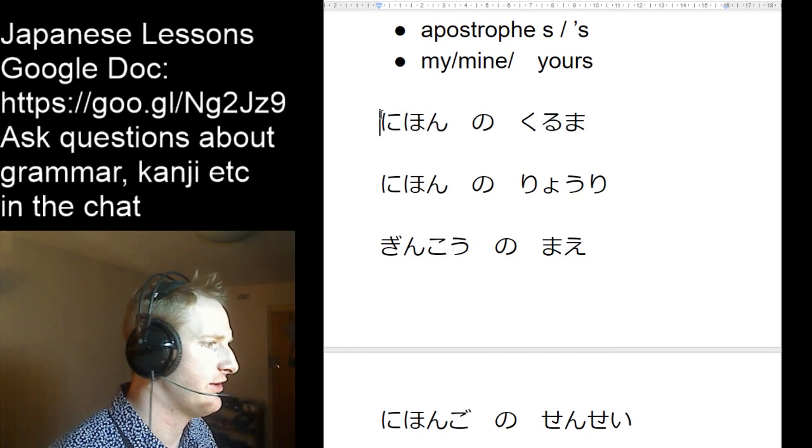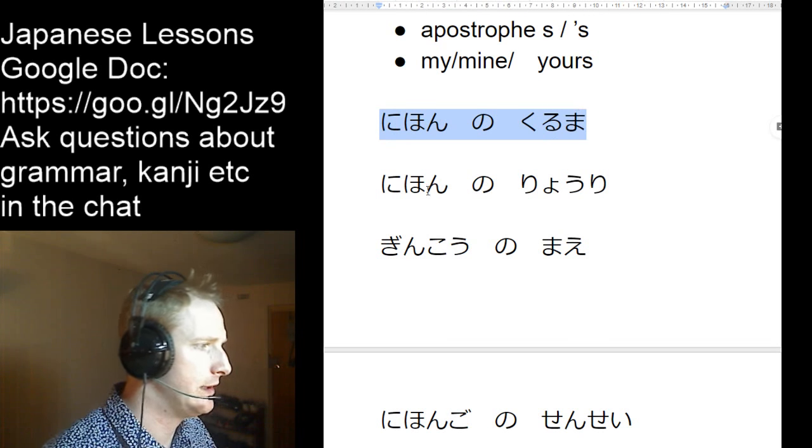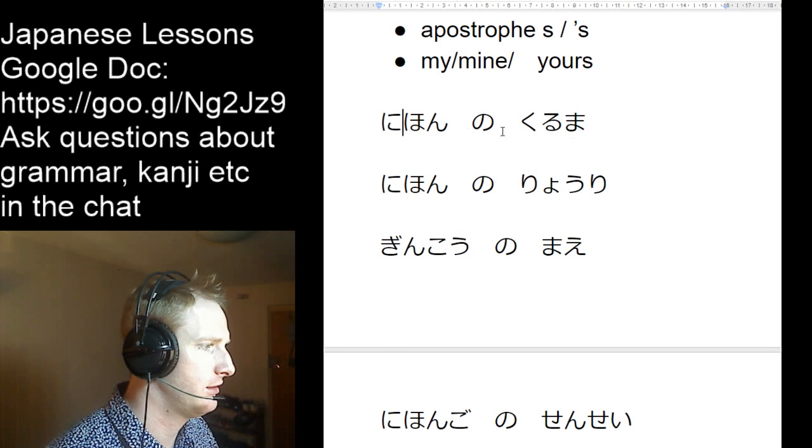Okay, so let's look at some examples. So we have Nihon no kuruma. So car is kuruma, no of Nihon, Japan.